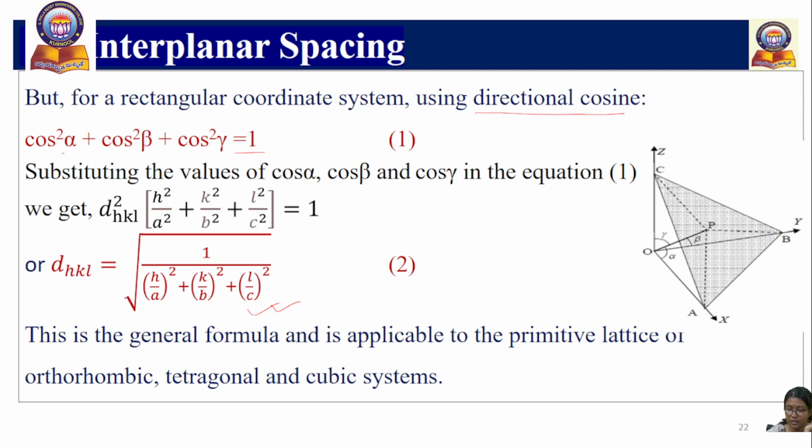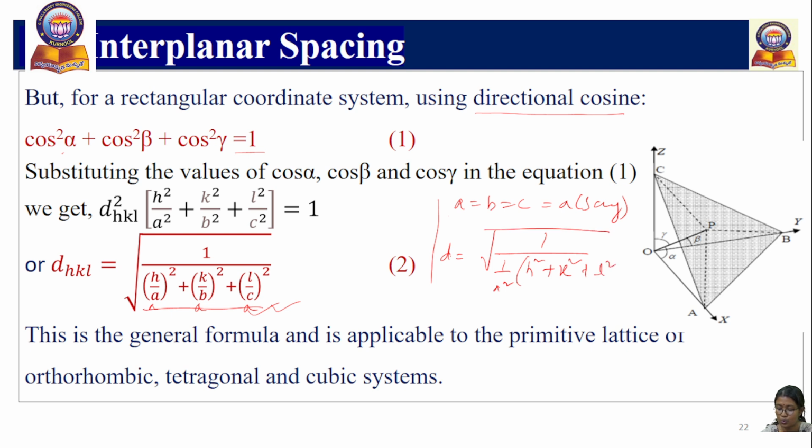So if you take a cubic system, a, b, c are all equal. Let us say this equals a. In this case, what happens to this equation? Here also a, here also a, here also a. Can we take that common? Yes. In that case, d will be the square root of 1 by a square times h square plus k square plus l square. The a square in the denominator goes to the numerator, and the square and square root cancel, so it becomes a by root of h square plus k square plus l square.